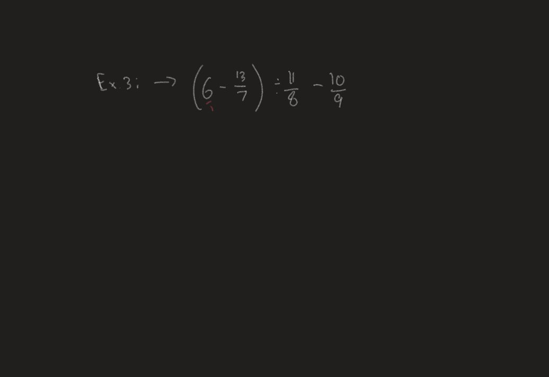Why do I care about that? Because there's a minus here. And remember, our old rules, brackets are together. So when I do that, I need to turn the bottom into 7. So I'm going to multiply it by 7 and the top by 7. So my next line, I'm going to come down, and in my bracket, I'm now going to have 42 over 7 minus 13 over 7. And of course, this is divided by 11 over 8 minus 10 over 9.